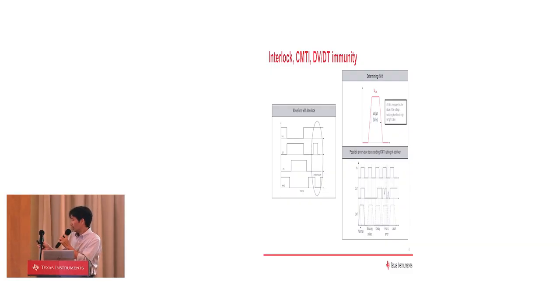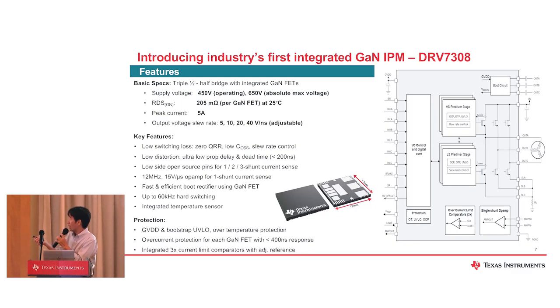So to address all the limitations, we introduced the GaN IPM, DRV7308. This is a three-phase half-bridge GaN integrated together with all the smart features for applications that require high switching frequency in motor drive applications.